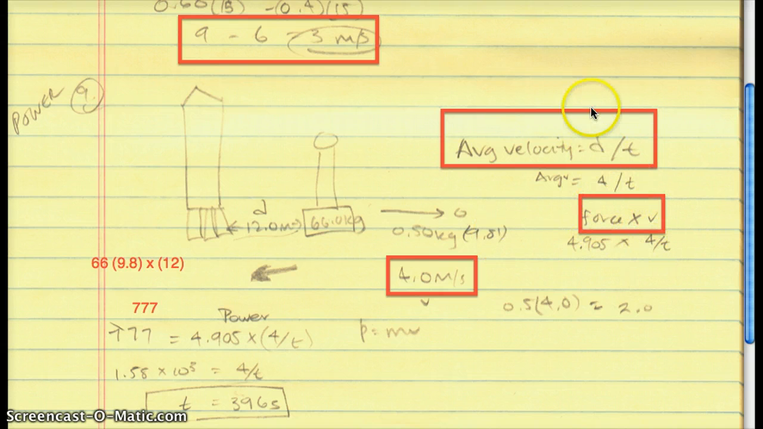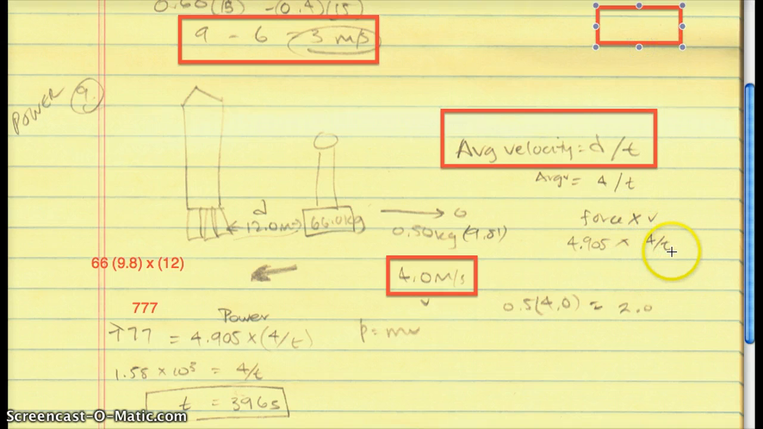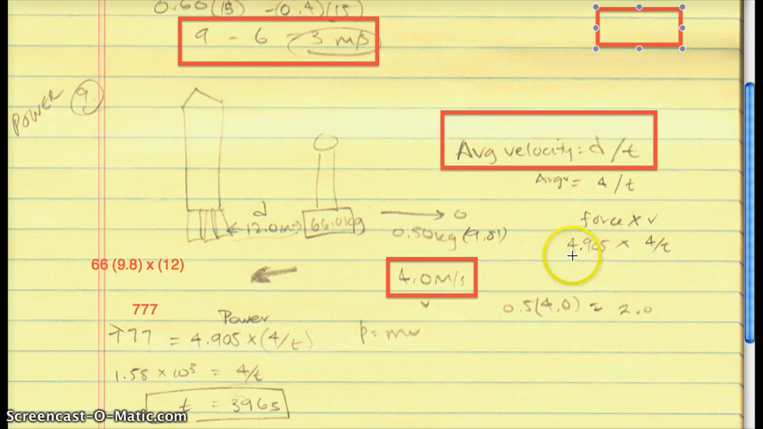So our average velocity is distance divided by time, and we do not know our time. This is actually what we're looking for. So to look for our time, we're going to divide the distance that we're given, our 4 meters, by the time, which is unknown, and plug that in where our average velocity would have been. So you can see that I have 4 divided by t, and our force is just going to be 4.905.